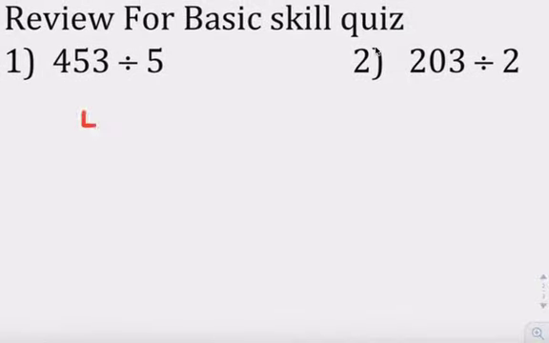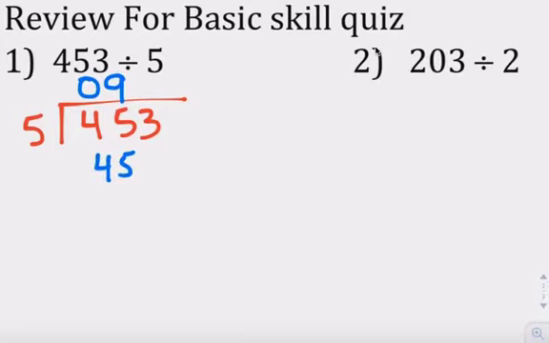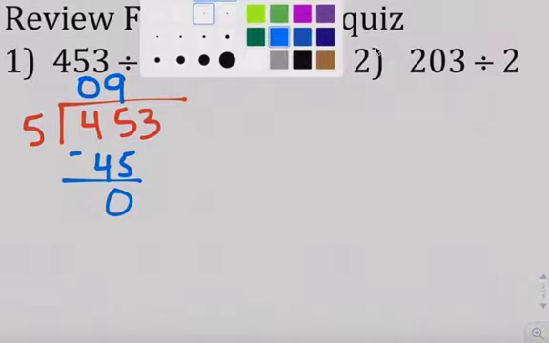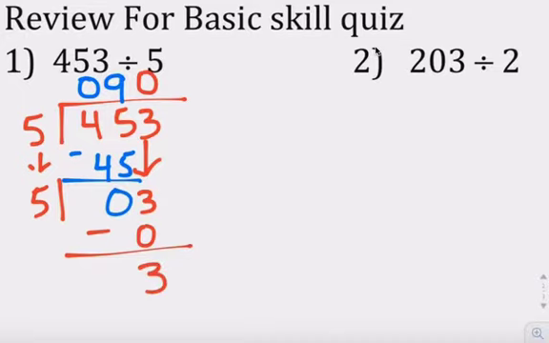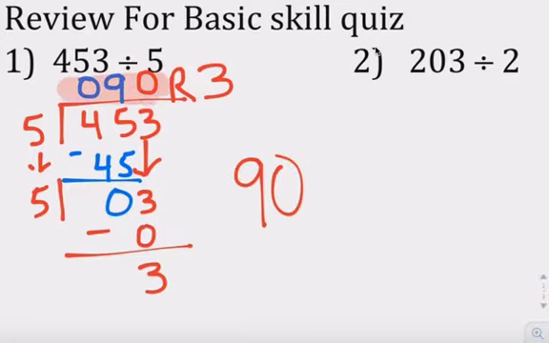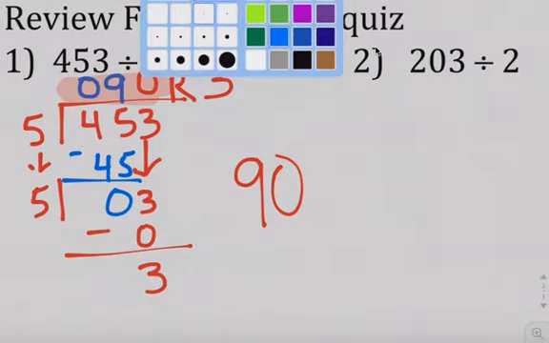So 453 divided by 5. 5 goes into 4 0 times. Goes into 45 9 times. 45 minus 45 is 0. Bring down that 3. You need to divide by this 5. 5 into 3 that you brought down is not possible. You put 0, remainder 3. There's no more number to bring down. So your answer is 90, remainder 3.